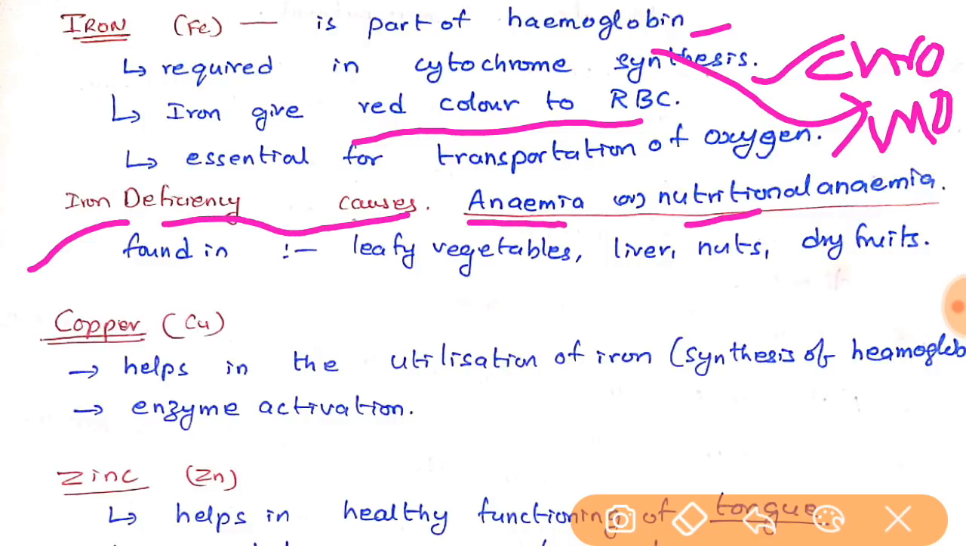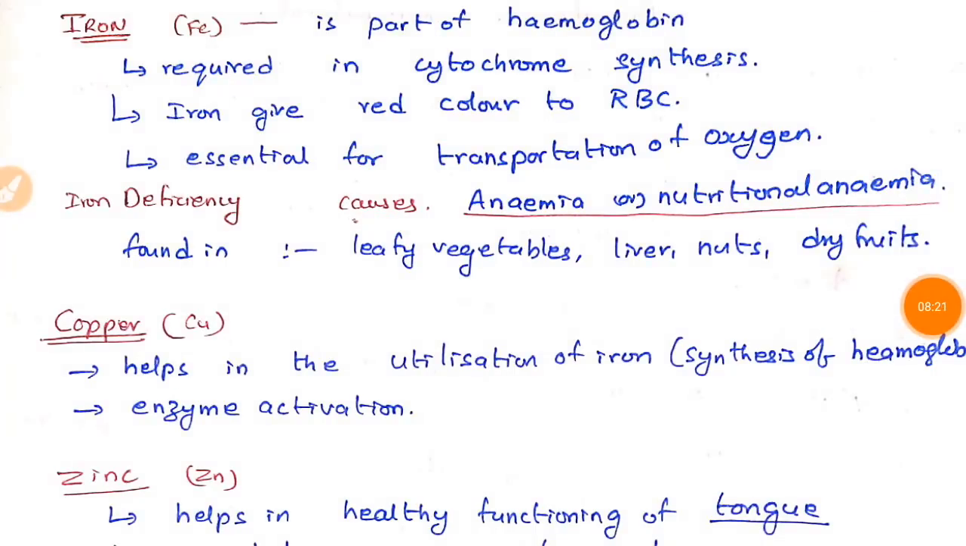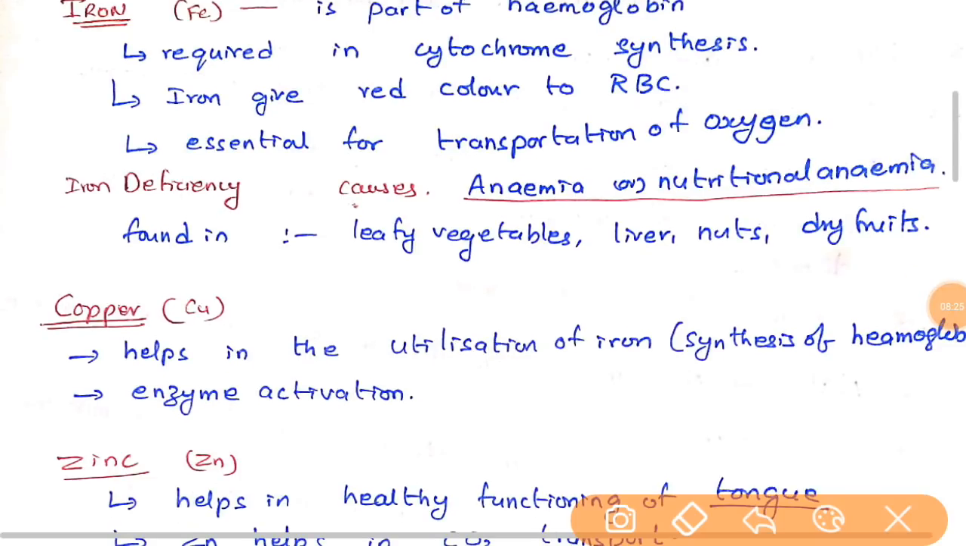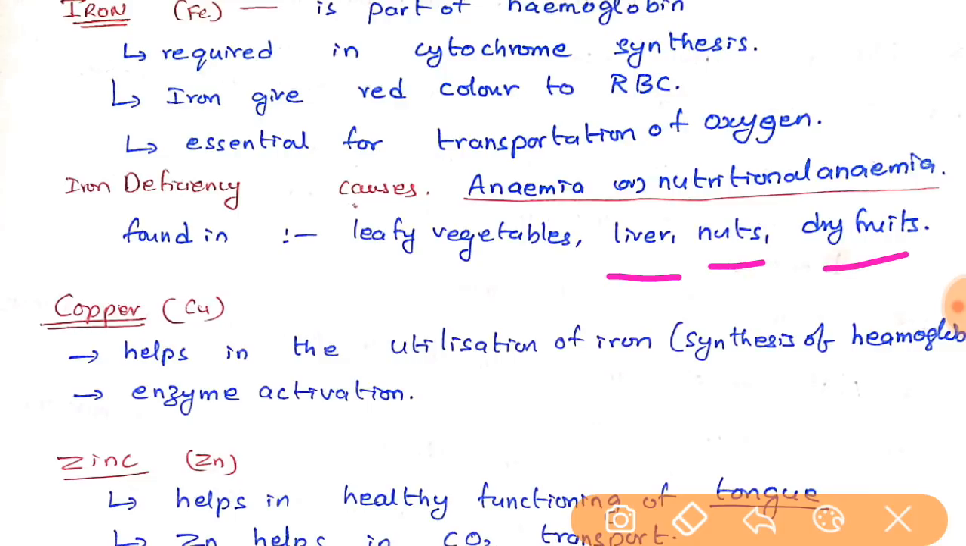It's a nutritional deficiency, friends, nutritional anemia. So if we have to eradicate this anemia, we have to take leafy vegetables. Iron is also found in liver, nuts and dry fruits, friends.